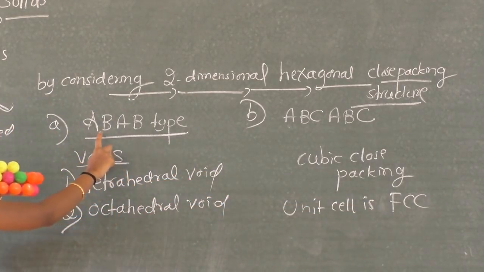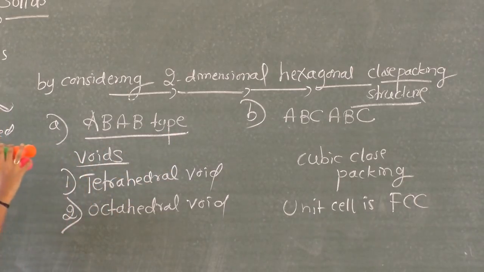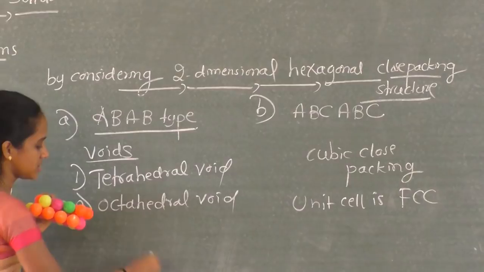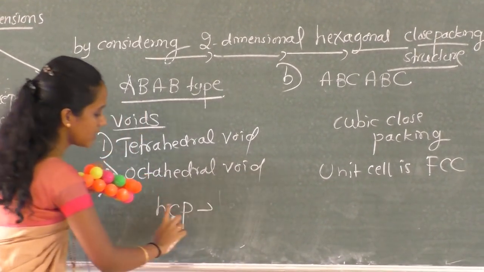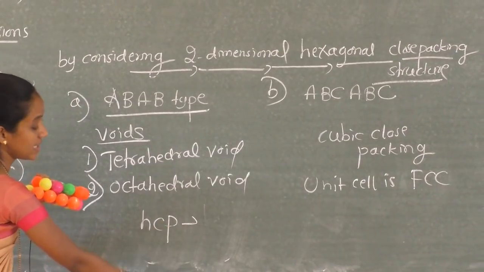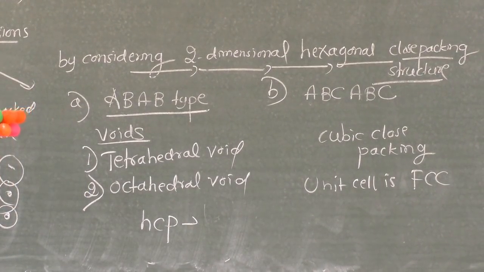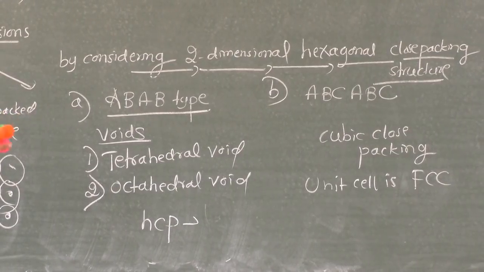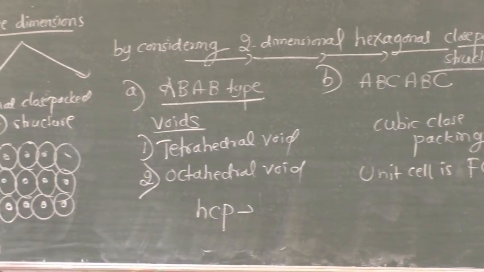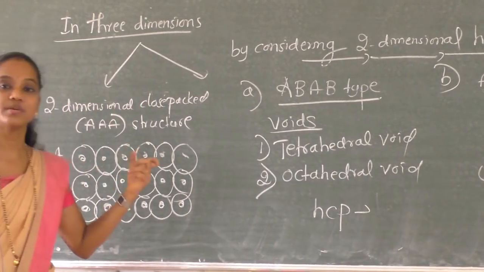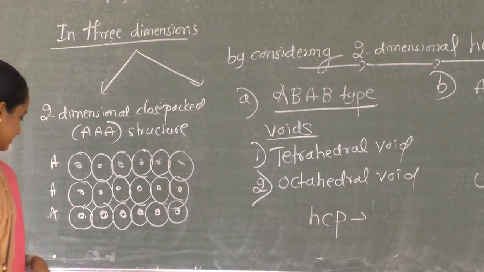Whereas the AB type, the 3-dimensional one, is known as HCP, or hexagonal close packing in 3 dimensions. So this is the 3-dimensional HCP structure. Clear? So this is about close packing in solids in 1 dimension, in 2 dimensions and in 3 dimensions. Okay.